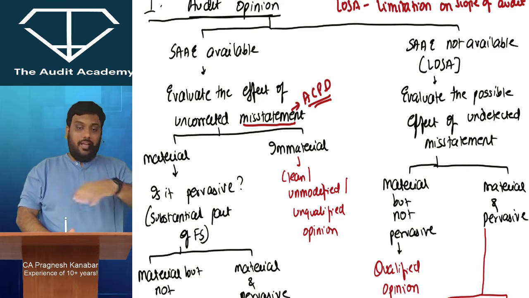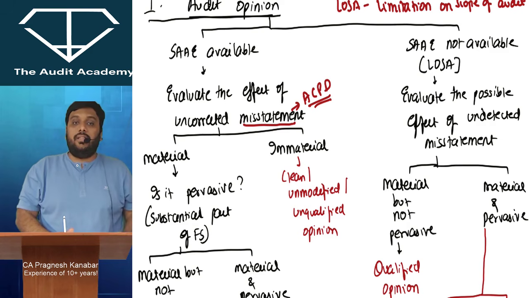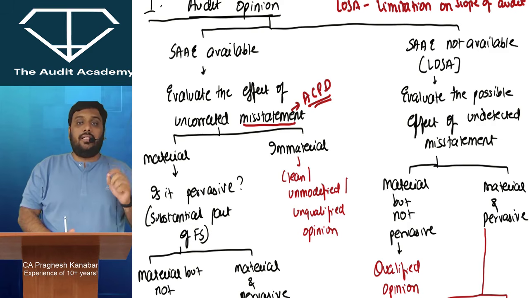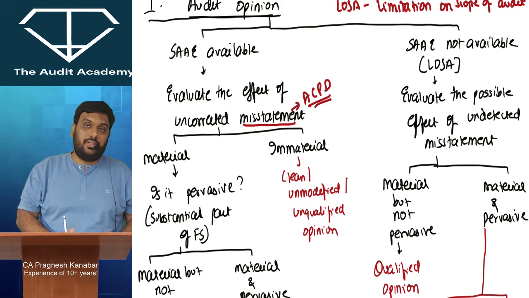Adverse opinion: we are confident that financial statements do not show a true and fair view. And disclaimer of opinion: we are unable to form an opinion. These three opinions are called modified opinions, or modification to the opinion, and this concept is covered in SA 705.